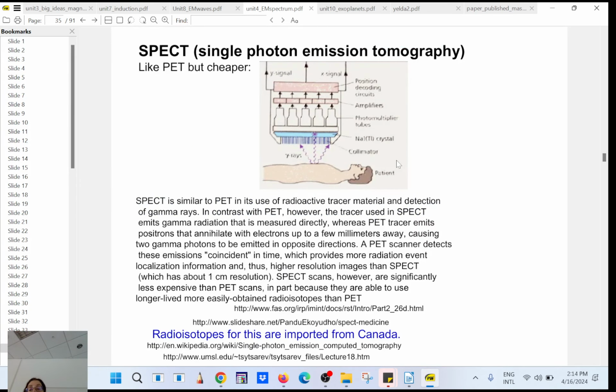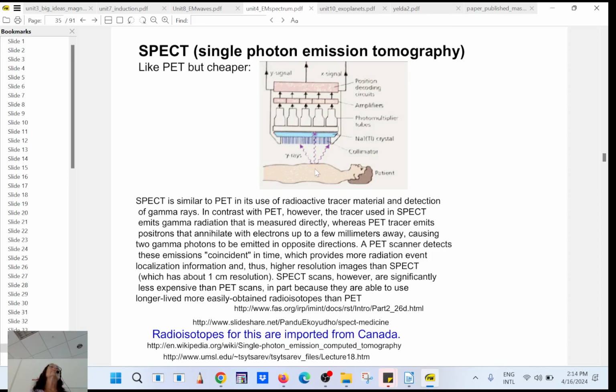So PET scans are expensive and they require the hospital to have those cyclotrons to make radioisotopes with a very short life. The alternative is what we call a SPECT scan. In that case, the gamma rays don't go through you.